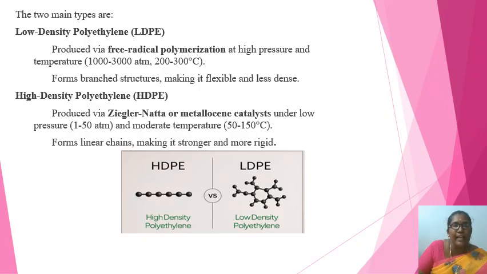And next is the high density polyethylene. This is produced by Ziegler-Natta or metallocene catalyst under very low pressure, which is about 1 to 50 atmospheres, and moderate temperature, about 50 to 150 degrees Celsius. This polymer forms linear chains, making it stronger and more rigid. I gave you the structure of high density polyethylene and low density polyethylene. Here you can see high density polyethylene has only linear chains, whereas LDPE has branched chains.